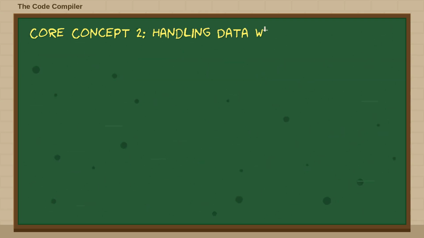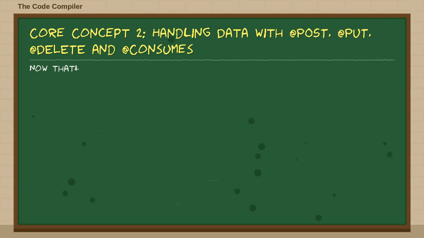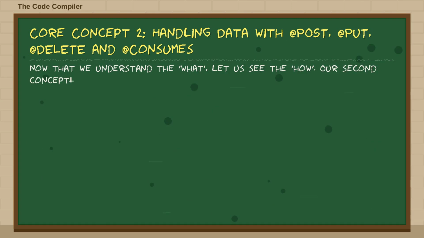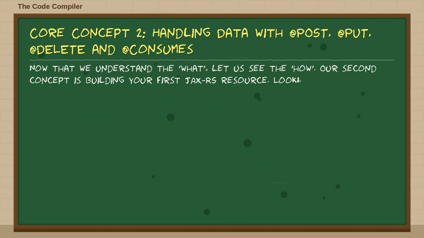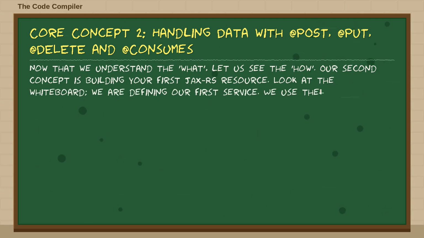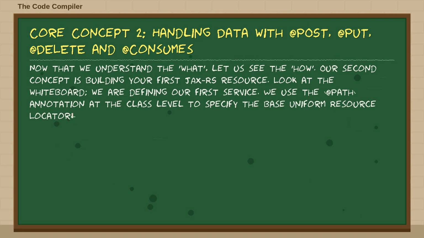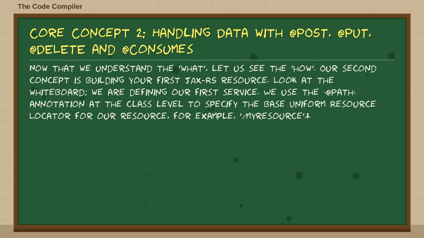Now that we understand the what, let us see the how. Our second concept is building your first JAX-RS resource. Look at the whiteboard. We are defining our first service. We use the @Path annotation at the class level to specify the base uniform resource locator for our resource, for example, myResource. This tells the JAX-RS runtime where to find your service. Then, inside this class, we define methods that respond to specific hypertext transfer protocol requests.